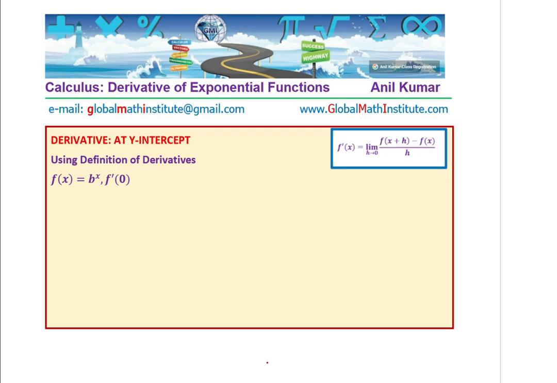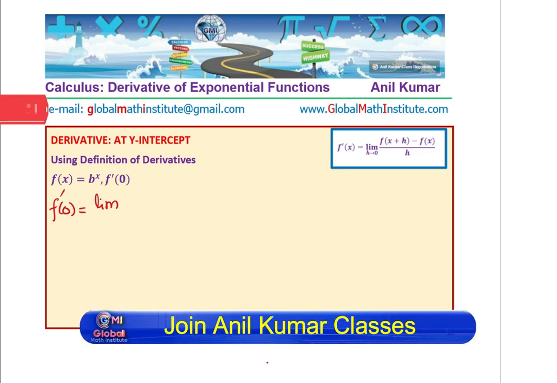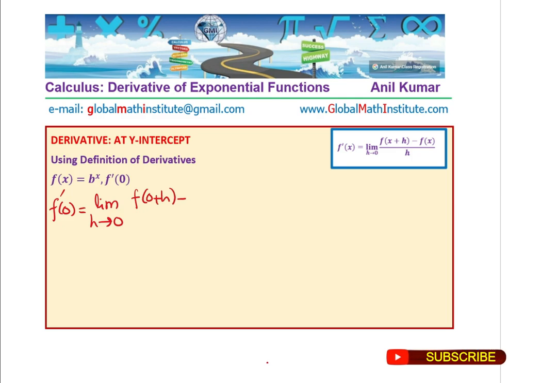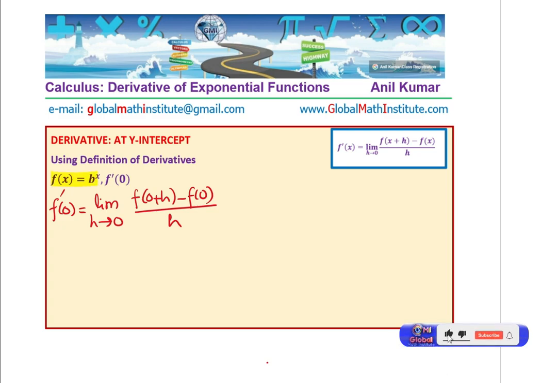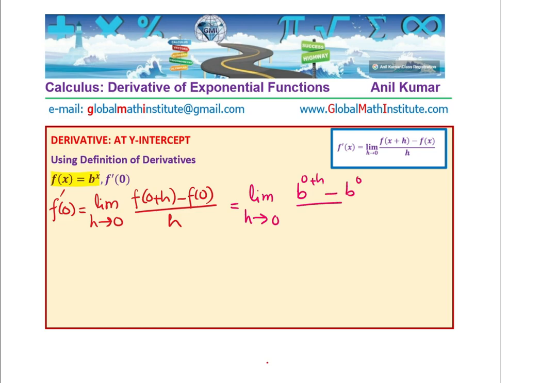So again, f prime at 0 is given to us as the limit as h approaches 0 of f of a plus h, a being 0 for us. So 0 plus h minus f of 0 over h. Now in our case, the function is given to us as b to the power of x. And therefore, we could write this as the limit as h approaches 0 of b to the power of 0 plus h minus b to the power of 0 over h.